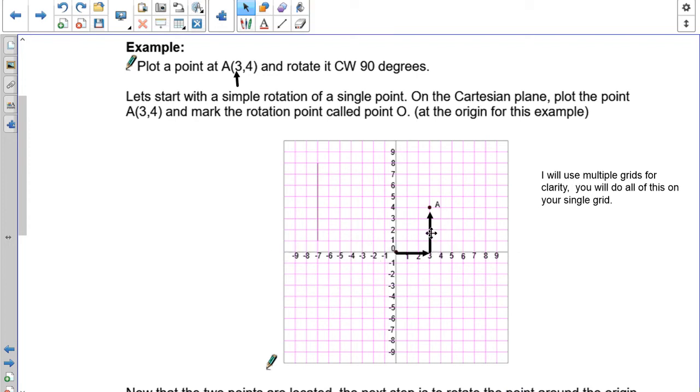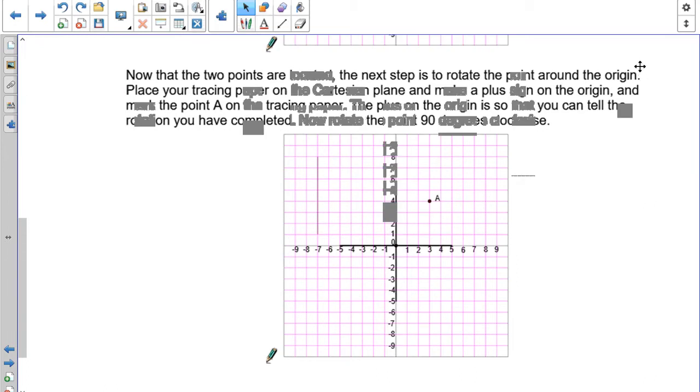All right, so we now know where A is. It's plotted correctly. In your notes you only have one grid. I'm going to be doing this on several grids in order to show you all the different steps, so it's easier for you to understand as we go through the video. Now that the two points are located, our rotation point and our point A, it's now time to do the rotation of 90 degrees clockwise.